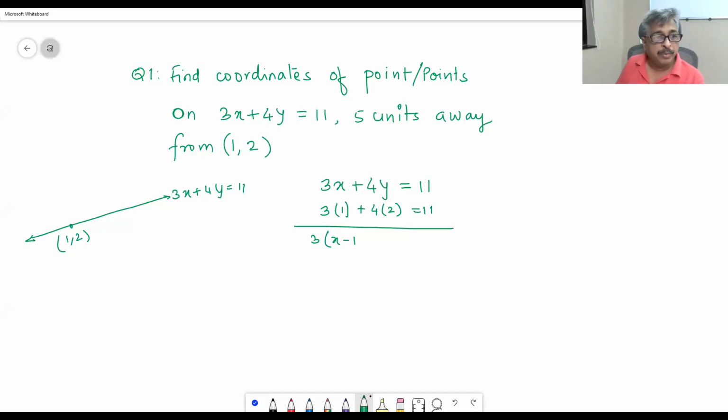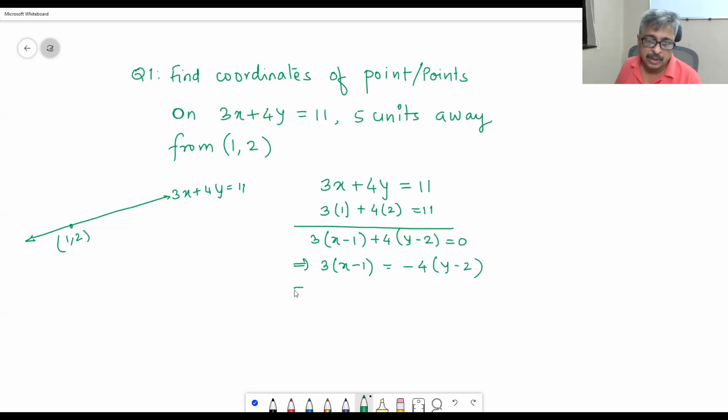Okay. Now we are developing one more formula for finding any point on the line at a given distance. So the procedure is like this: 3x plus 4y is equal to 11. I am putting this point into the equation, and that is also 11. Now I subtract these two equations: 3 into (x minus 1) plus 4 into (y minus 2) is equal to 0. That makes it 3 into (x minus 1) is equal to minus 4 into (y minus 2).